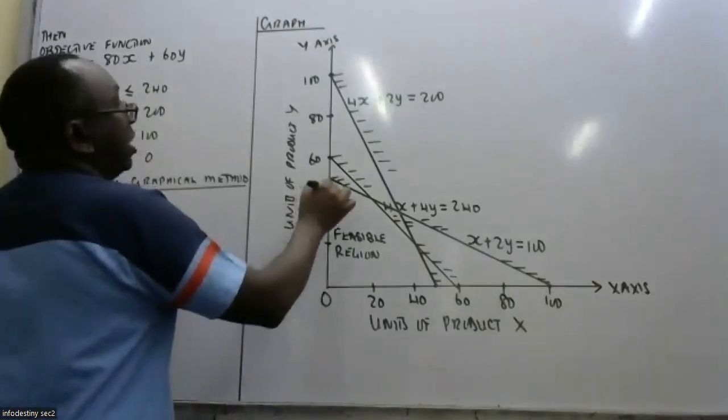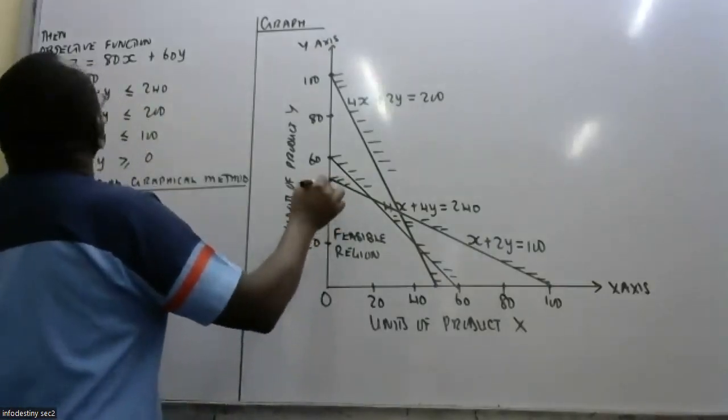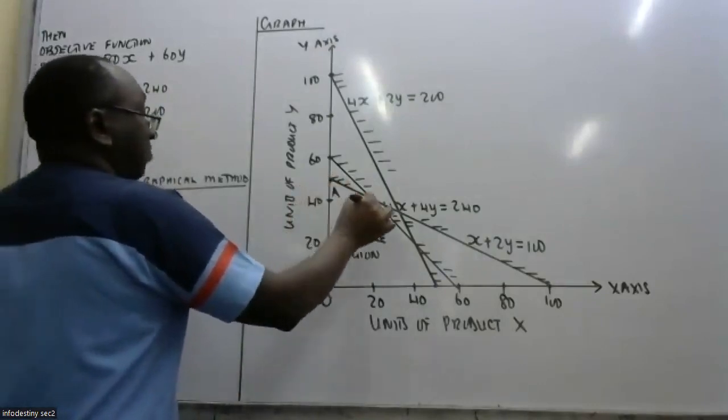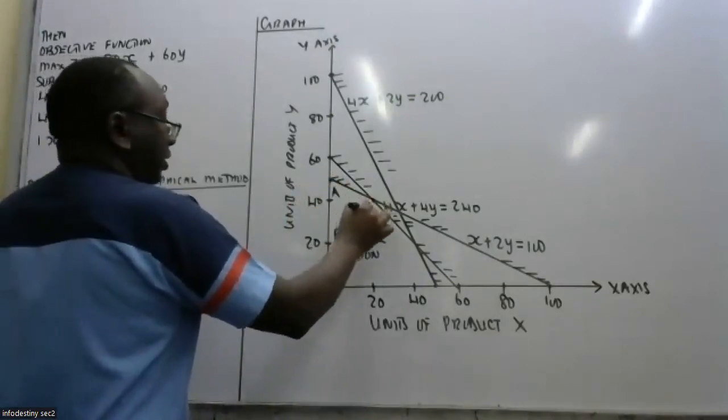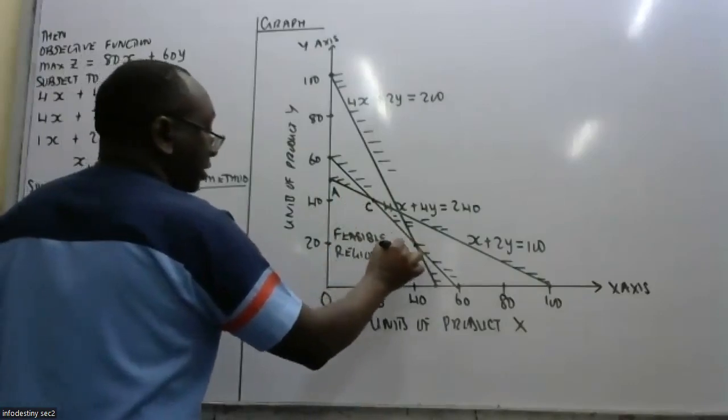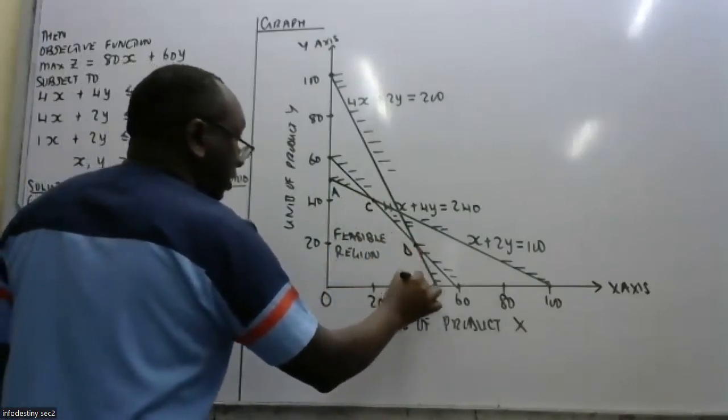This one I can call it, we don't have A so far, but we have B. So this one we can call it C. This one we call it D. And this one we call it E.